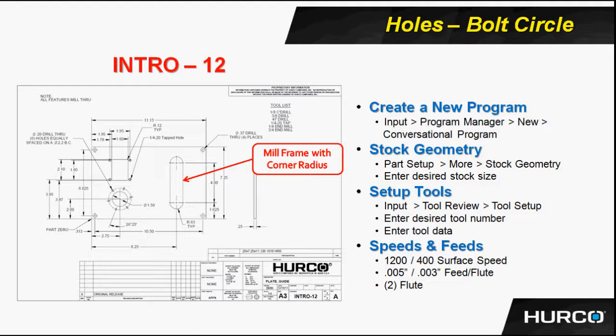I recommend that you get the mill frame and location first, and then you can throw your corner radiuses in to complete the feature. Again, there is a separate video labeled Intro 12 that will walk through this step by step if you need the assistance.